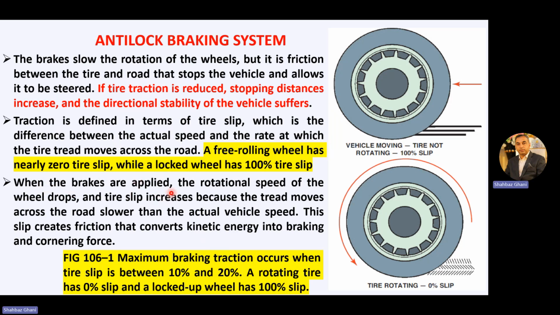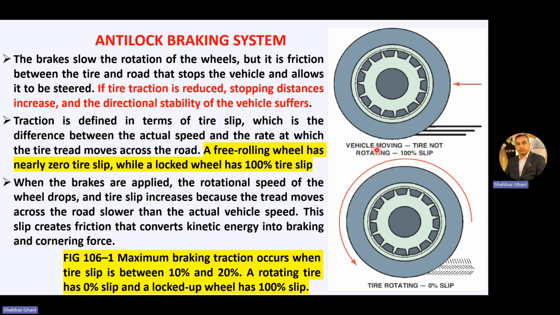When the brakes are applied, the rotational speed of the wheel drops. The tire slip increases because the treads move across the road slower than the actual vehicle speed. This slip creates friction that converts kinetic energy into braking and cornering force. Now let's see, a maximum braking traction occurs when tire slip is between 10% and 20%. A rotating tire has zero slip and a lockup wheel has 100% slip.